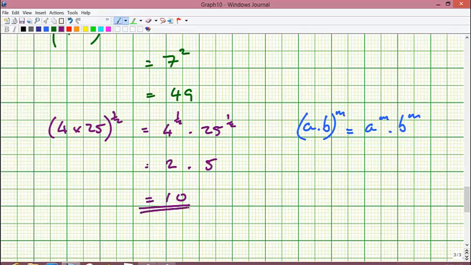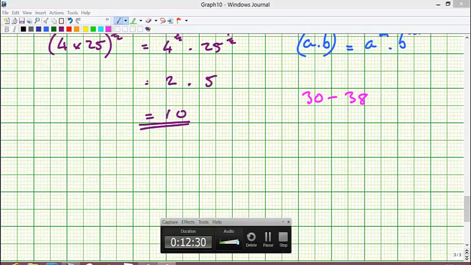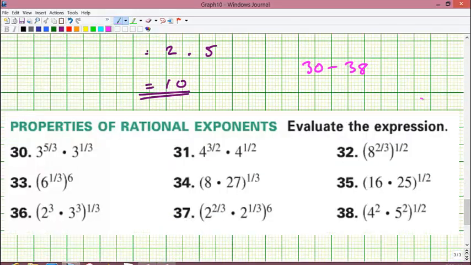Right. So the problems we're going to be looking at here are in the next section down the page, on page 713. This is 30 through 38, which are below. And there they are.